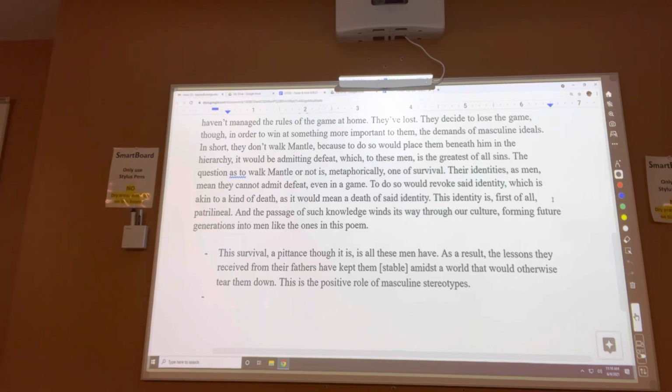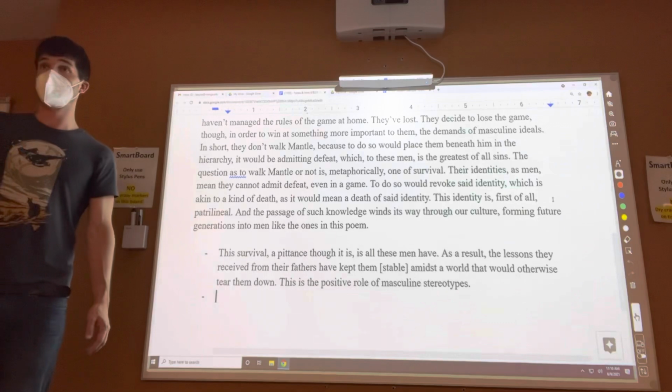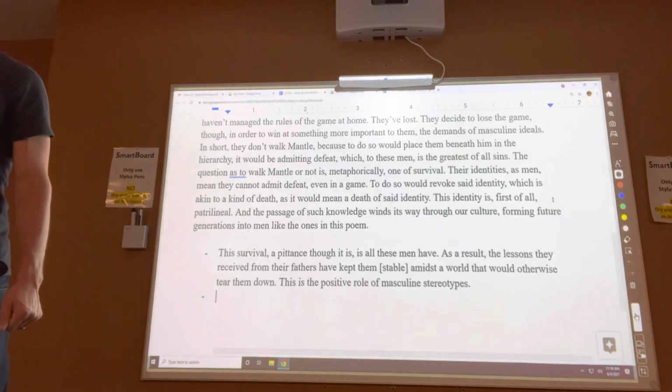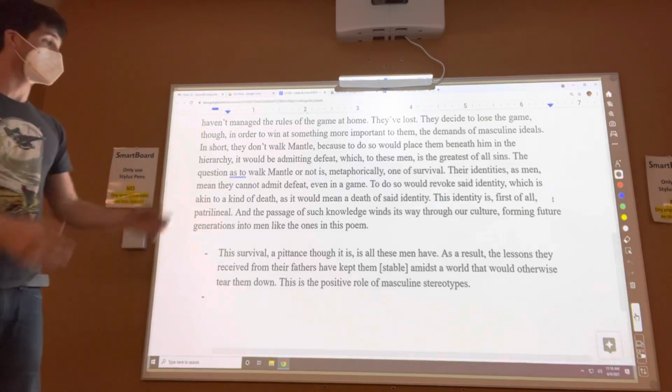That is. Because it is all they have by the end of the poem. That's all they have. I guess you better damn hang on to it. Sure. There's a negative way we can spin it.